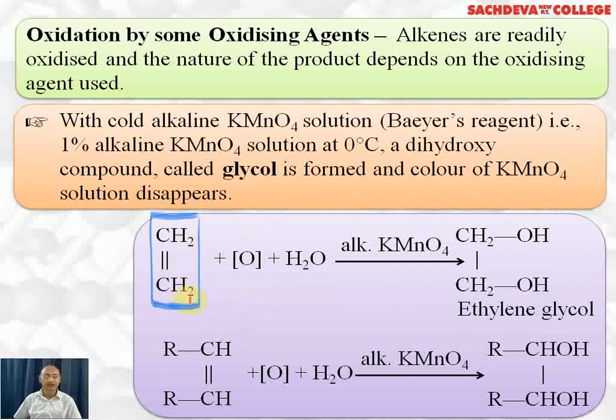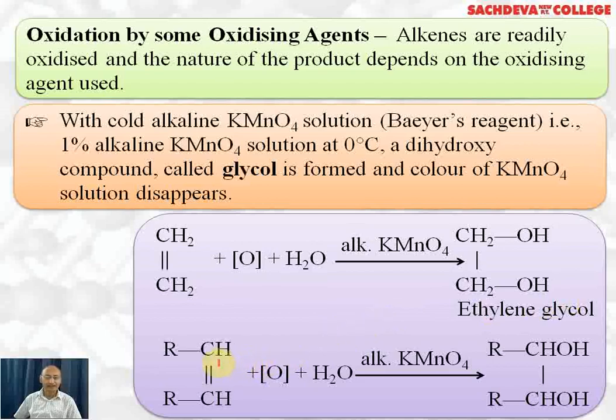CH2=CH2 is ethene. This is nascent oxygen which we have got from alkaline KMnO4. In aqueous solution, water is already present. So if you combine this H2O and oxygen, you will get H2O2. Give one OH here, one OH here, you will get ethylene glycol. This is the way how you can remember the reaction.